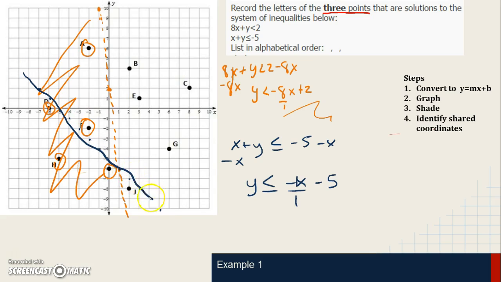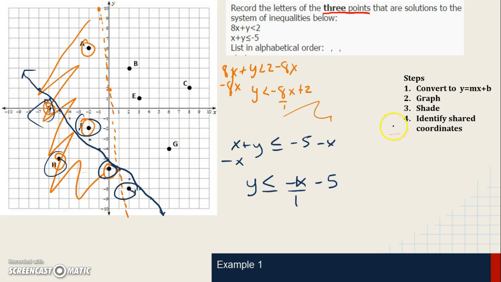I'm doing my best to draw a straight line, not always easy freehand. And are we shading below or above? Y is less, so these values that are less down here. So we know that J, I, H, can't remember what that was, F, D are all included.